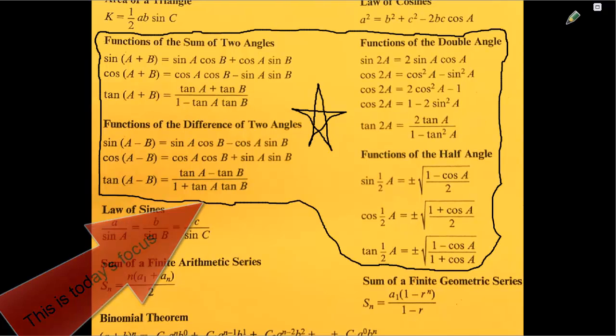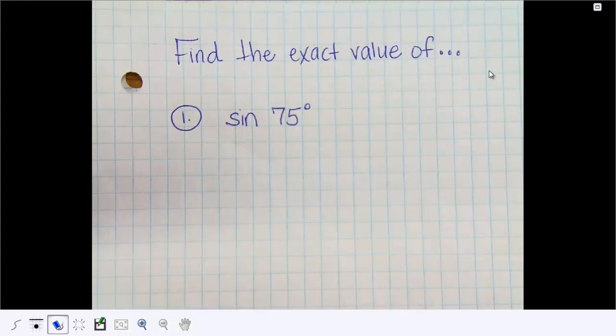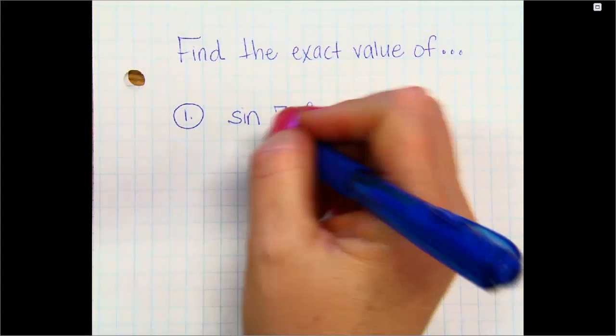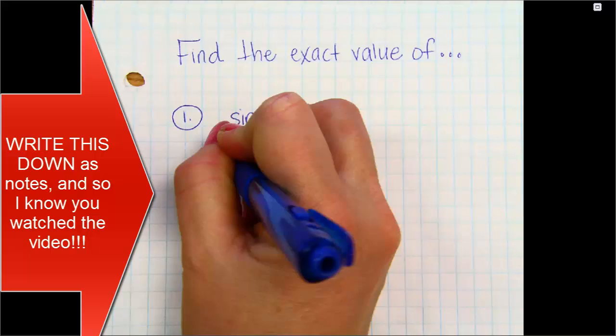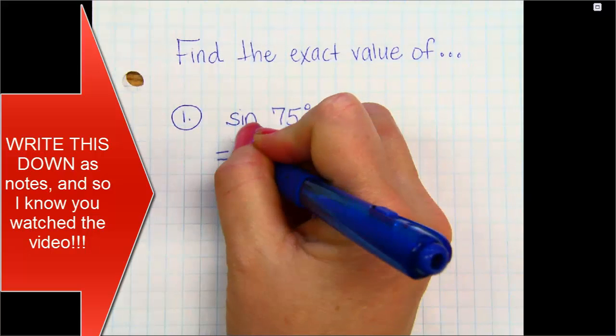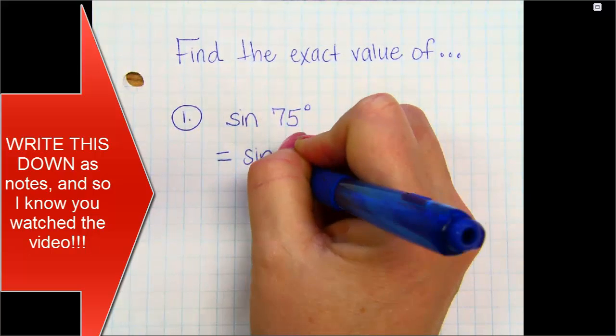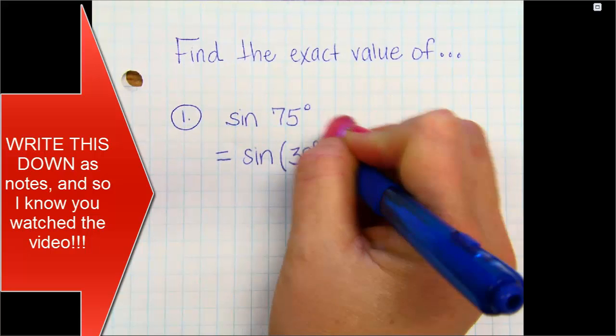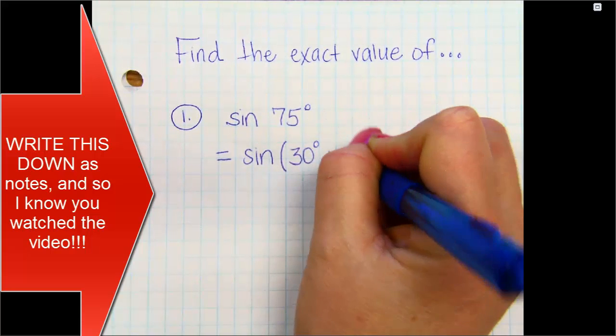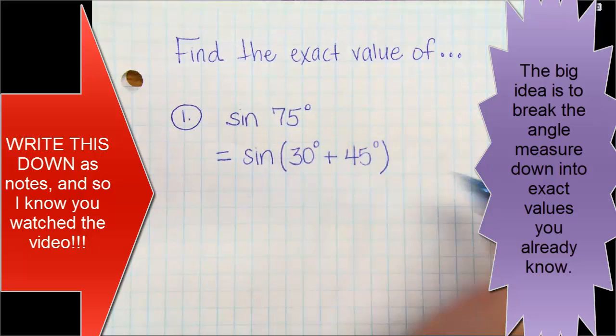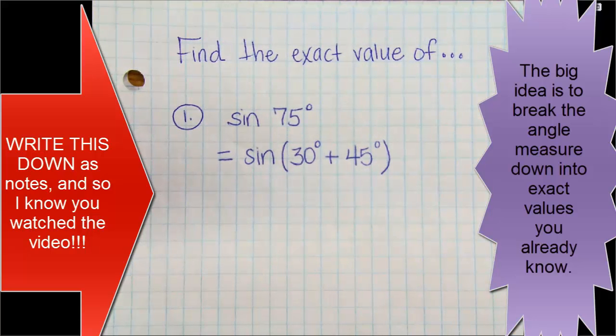So for example, I might ask you to find the exact value of the sine of 75. 75 is not a value that we memorized on our unit circle, so what we need to do is break it down into two numbers that we do know. 75 is 30 plus 45. We know 30 and 45. We know those coordinates on our unit circle. So I rename 75 as 30 plus 45.